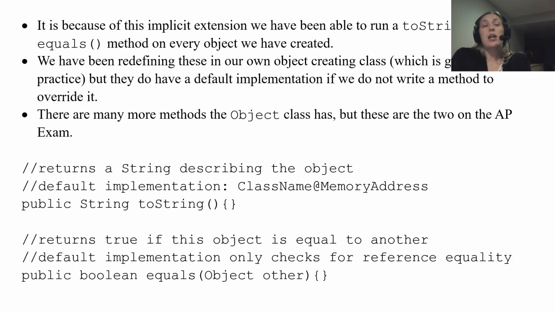The .equals method, the default implementation checks for reference equality, meaning do these two references point to the same object, which again is not really what we want. We want to use the .equals method to check if they have object equality, meaning are their instance variables equal to each other. That's usually what we want to use the equals method for, and that's why we have a way to override that default implementation.